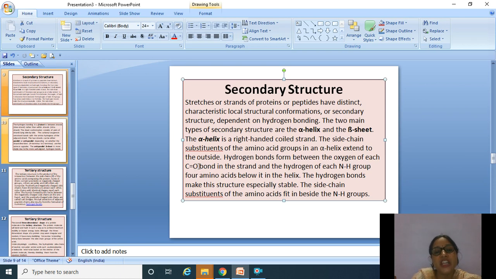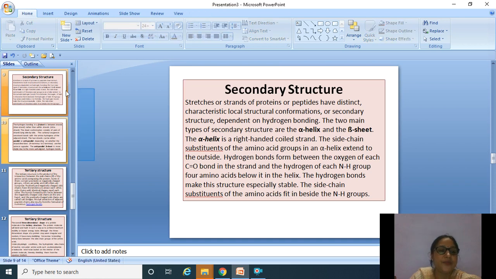These form the hydrogen bond. The hydrogen bonds make this structure very stable, and the side chain substituents of the amino acids fit in beside the NH group.